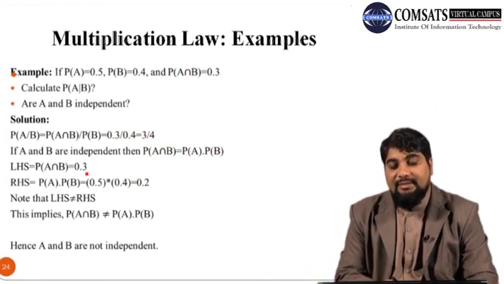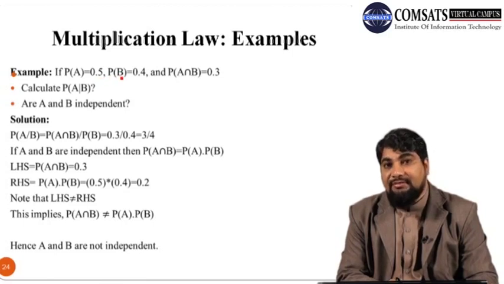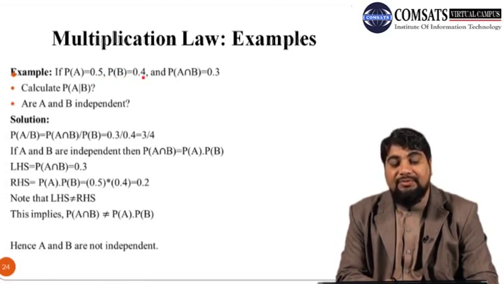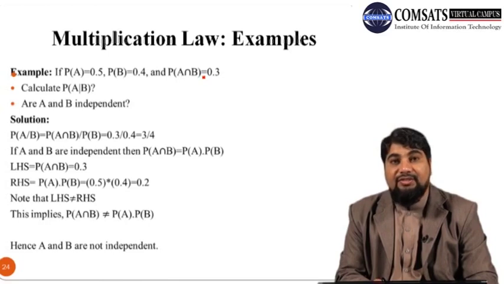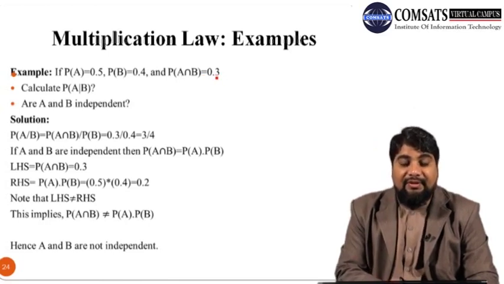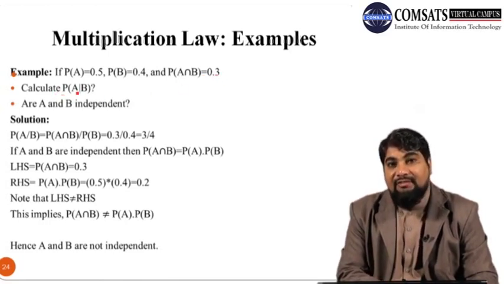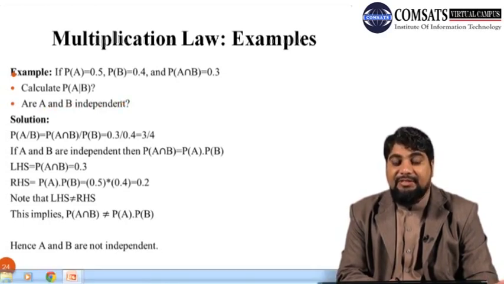Let us consider another example. Suppose we know that the probability of A is 0.5 and the probability of occurrence of event B is 0.4, and we are also given that the probability of their intersection, A intersection B, is 0.3. The question is to calculate P of A given B, and in the second part to check whether A and B are independent or dependent events.